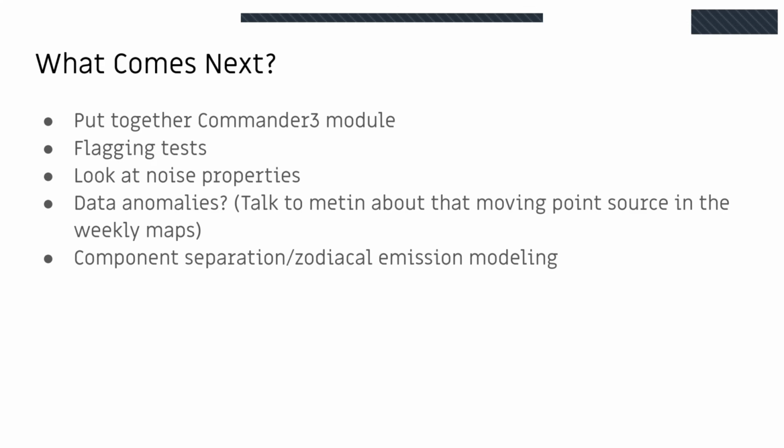Data anomalies are something to look at. Metin will be talking in the next talk about some pretty obvious issues with the planet flagging. And then there's also component separation, which is the most interesting thing for me personally, and zodiacal emission modeling and how we can move forward with that.